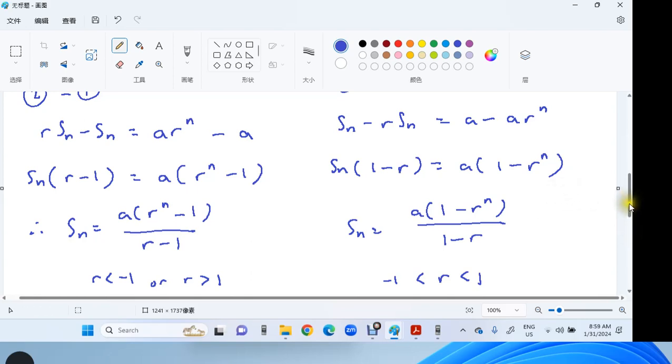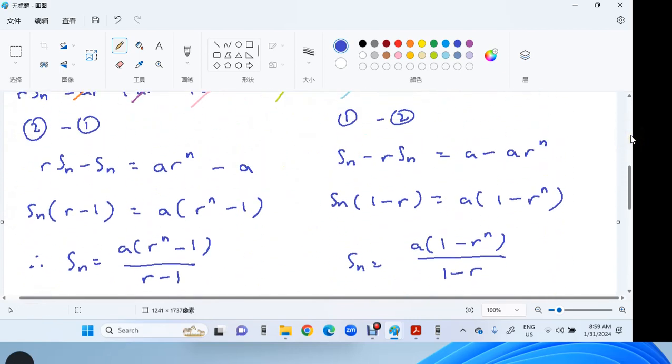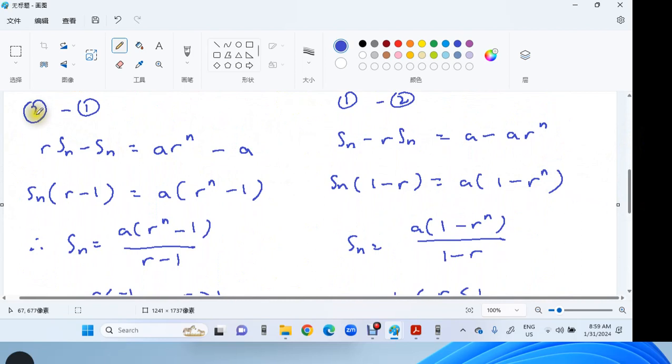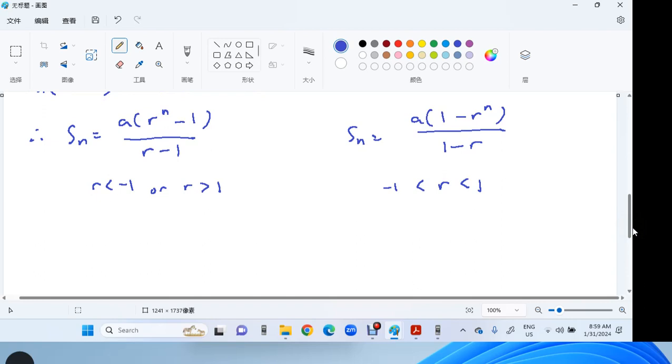This is how we get the formula for Sn: a(1 minus r to the power n) divided by 1 minus r, or a(r to the power n minus 1) over r minus 1. From here you can see that if you do the second minus the first, you get this equation, and if you do the first minus the second, you get the other equation. So these two equations are actually the same. This is how we get the formula for Sn.